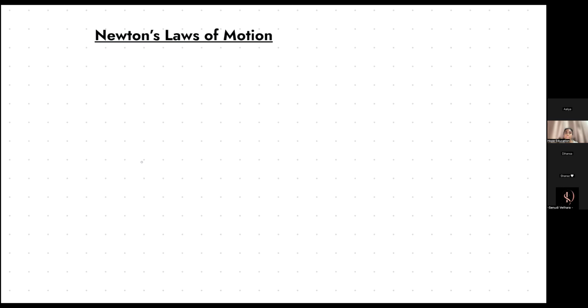What do you think? Just yes or no. When I'm throwing a ball, I'm applying a force. When I'm catching the ball, am I applying a force? Actually, I am. Good that you answered, but I got different answers. Good. However, we are applying a force.